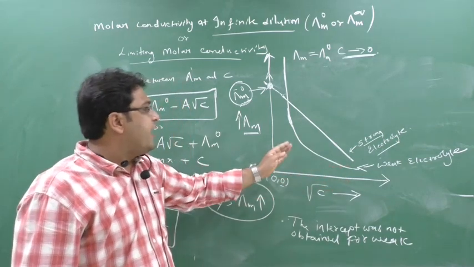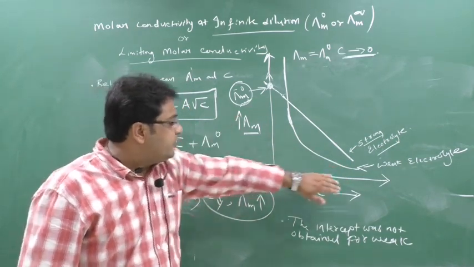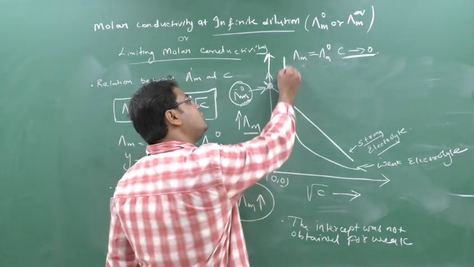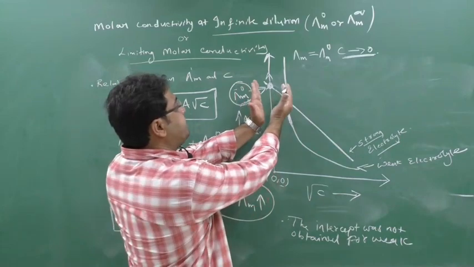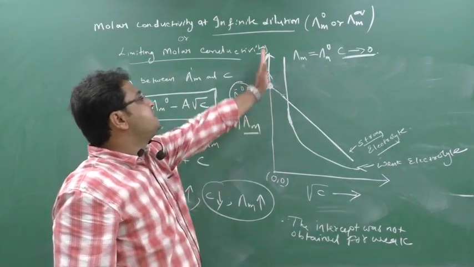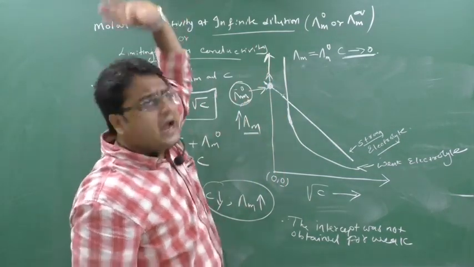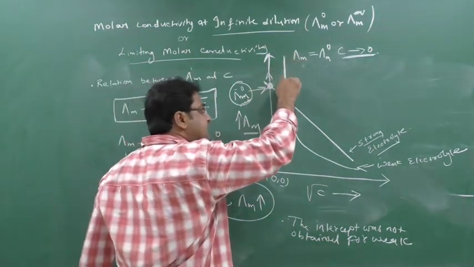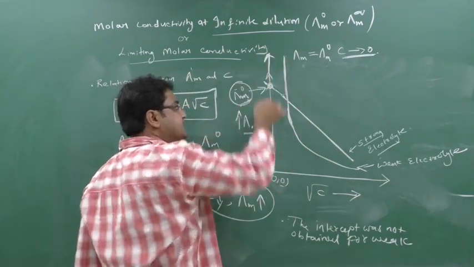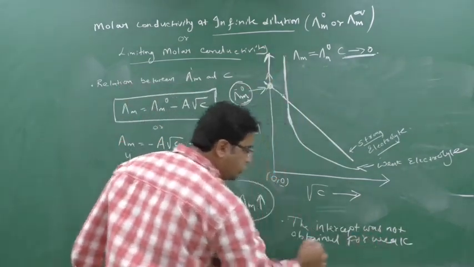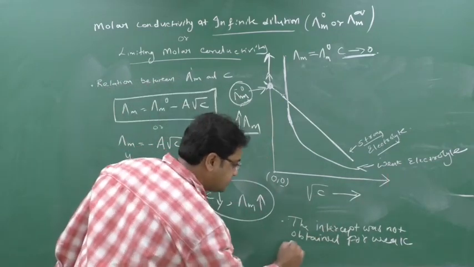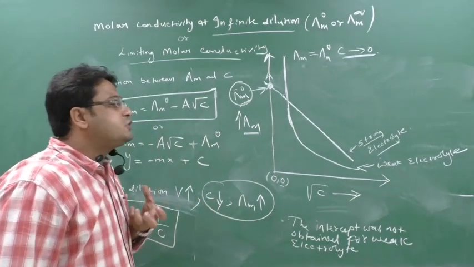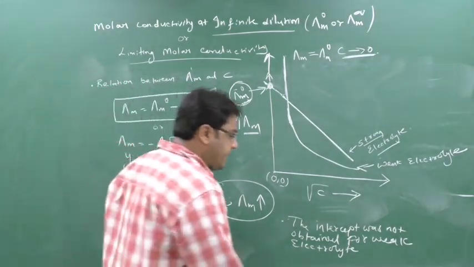Initially it is decreasing. Finally, on decreasing the concentration, at one value it remains constant and the graph goes on becoming steep. Finally it becomes parallel with the y-axis. When it becomes parallel with the y-axis even at very high dilution, this line will never cut the y-axis, means the intercept was not obtained for weak electrolyte. Means when the intercept is not obtained, I cannot get the lambda m naught value.